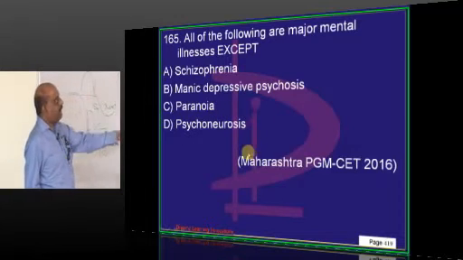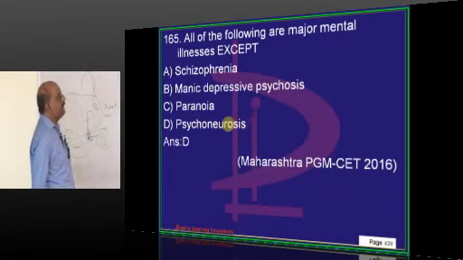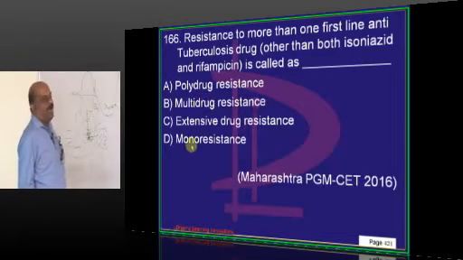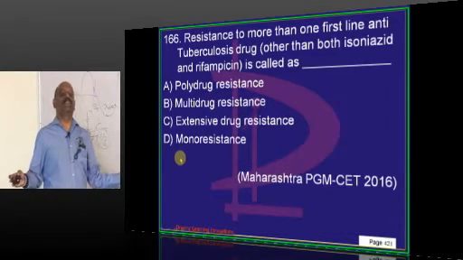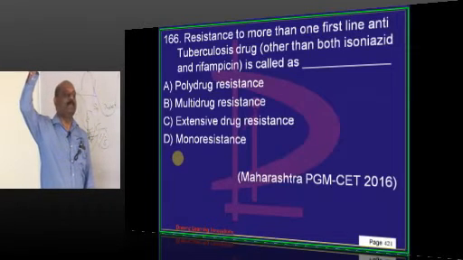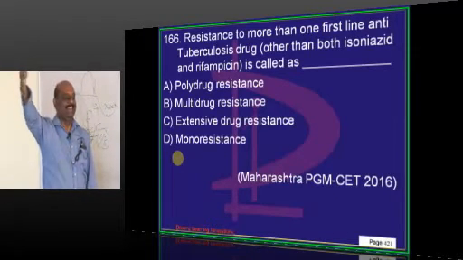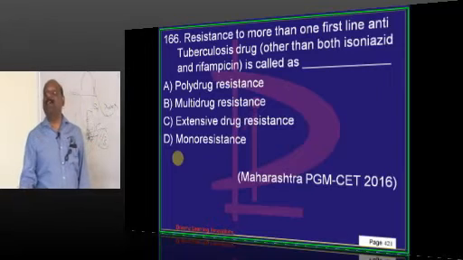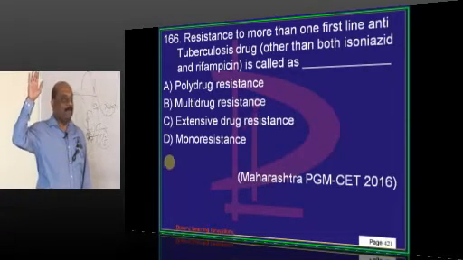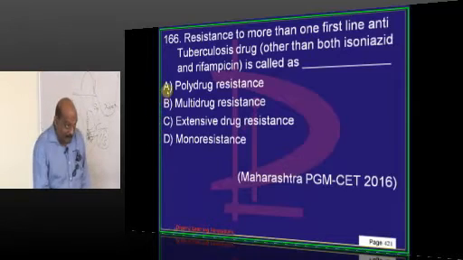Major mental illnesses include all these things but not psychoneurosis. This is the most beautiful question, doctor. How many answered this wrong? Super, it was fun, it was fun. Getting it wrong even in a TB question, then what is the eligibility? Eligibility to be topper from the bottom.